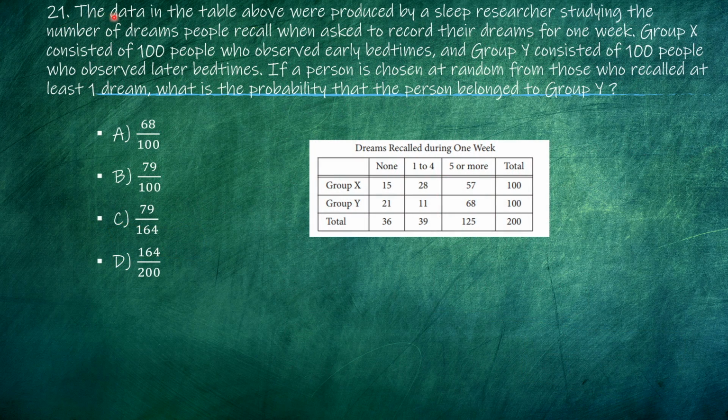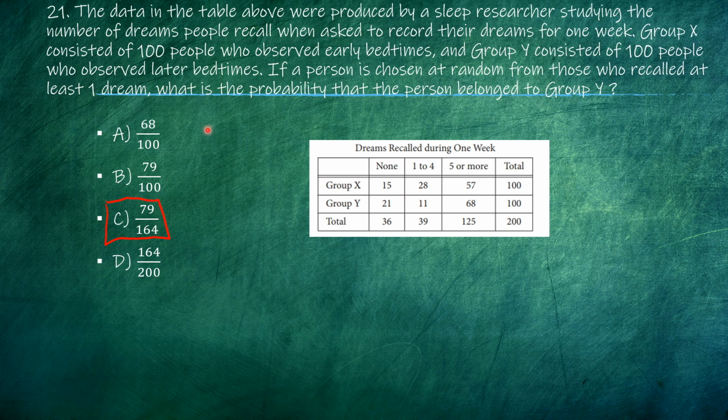Question 21. The data in the table above were produced by a sleep researcher studying the number of dreams people recall when asked to recall their dream for 1 week. Group X consists of 100 people who observe early bedtimes, and Group Y consists of 100 people who observe later bedtimes. If a person is chosen at random from those who recall at least one dream, what is the probability that the person belongs to Group Y? Go ahead, pause this video and try the question yourself. The answer is C.